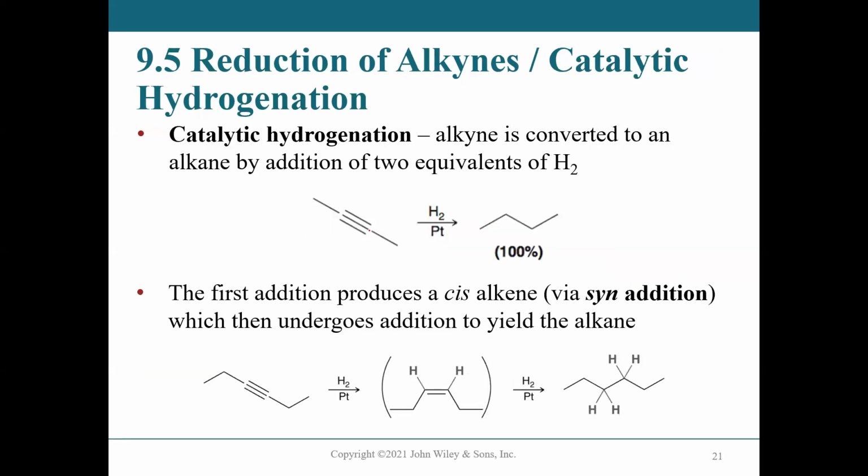Now, if you want to get rid of this triple bond, this will add by syn addition. That means same side. You use a platinum catalyst, and they will get rid of this triple bond right here. So with catalytic hydrogenation, we're reducing this triple bond to single bonds. An alkyne is converted to an alkane by addition of two equivalents of hydrogen. The first addition produces a cis alkene via syn addition, which then undergoes addition to yield the alkane.